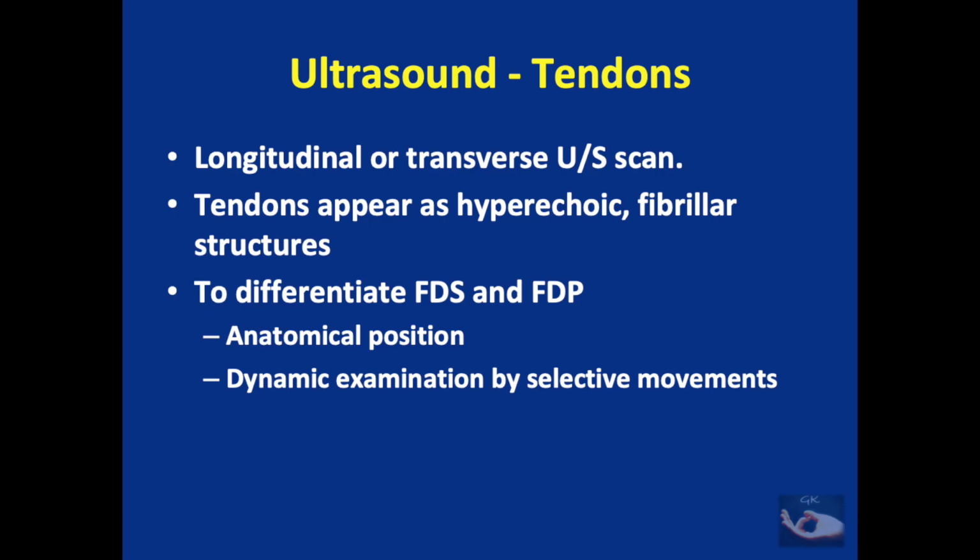The next modality that can be used is the ultrasound. The longitudinal or transverse ultrasound scan can be used, and the tendons appear as hyperechoic fibrillar structures. To differentiate the FDS and the FDP, the anatomical position can be used, or dynamic examination by selective movements of the finger joints can denote the difference between the FDS and FDP.